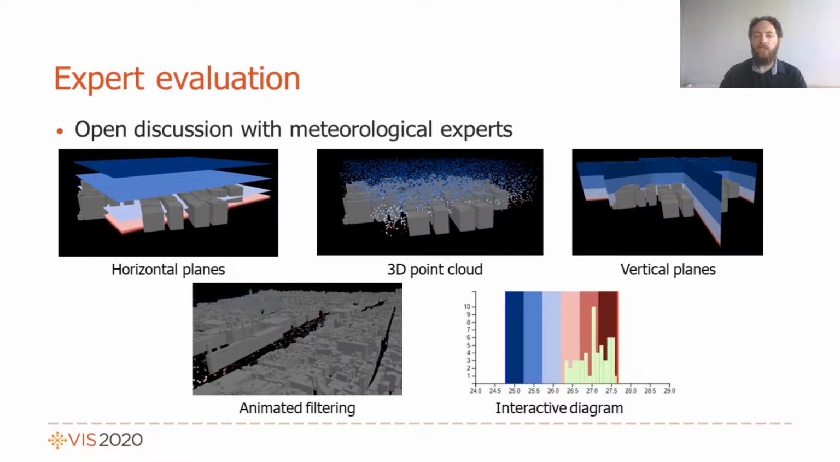The horizontal planes were appreciated even if they find the transparency not so efficient to visualize several levels of data. The use of 3D point clouds was controversial to visualize the data distribution along the 3 dimensions of space. However, the vertical planes were really appreciated for both horizontal and vertical distribution analysis. They find the animated filtering not so efficient to identify spatial gradients. However, they really appreciated the use of the interactive histogram to modify the represented range of temperatures.